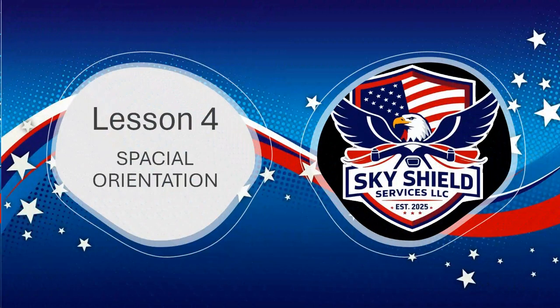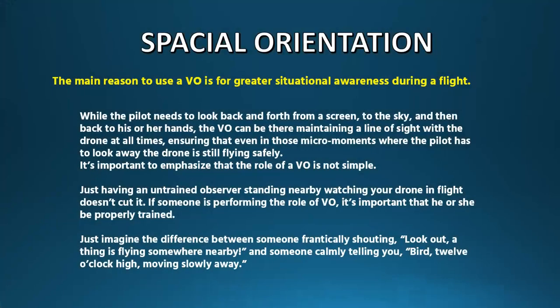Moving on to lesson 4, spatial orientation. The use of a VO itself is an increase in spatial orientation. The main reason to use a VO is for greater situational awareness during a flight. While the pilot needs to look back and forth from a screen to the sky and then back to his or her hands, the VO can be there maintaining a line of sight with the drone at all times, ensuring that even in those micro moments where the pilot has to look away, the drone is still flying safely.